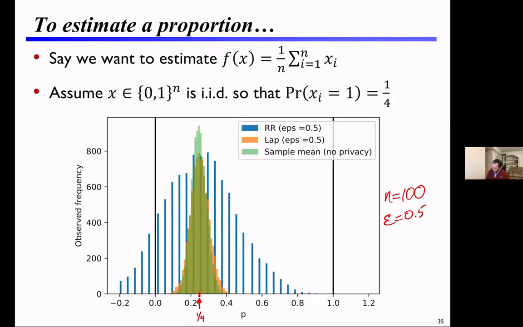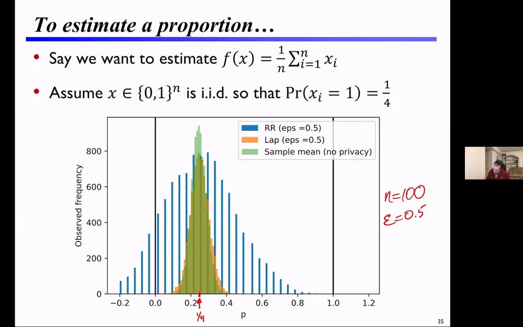The green distribution is the distribution of the regular sample mean. The orange distribution is the distribution of the sample mean plus Laplace noise, and you'll see it's very similar. It's not quite as tightly concentrated as the green distribution, but only a hair wider. And then the blue distribution is what you get out of randomized response.